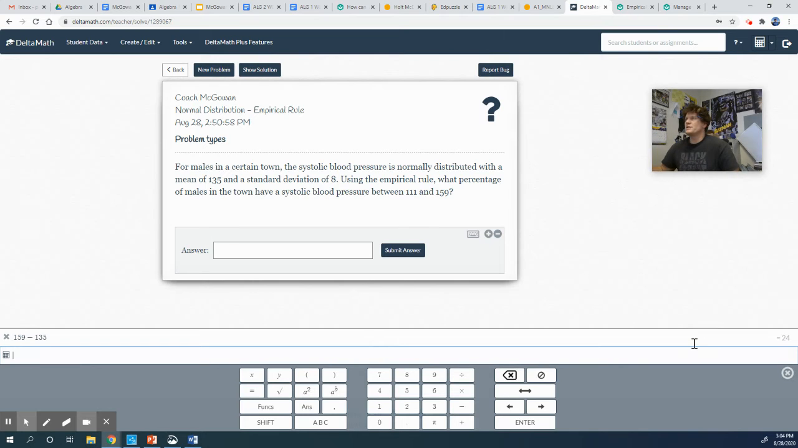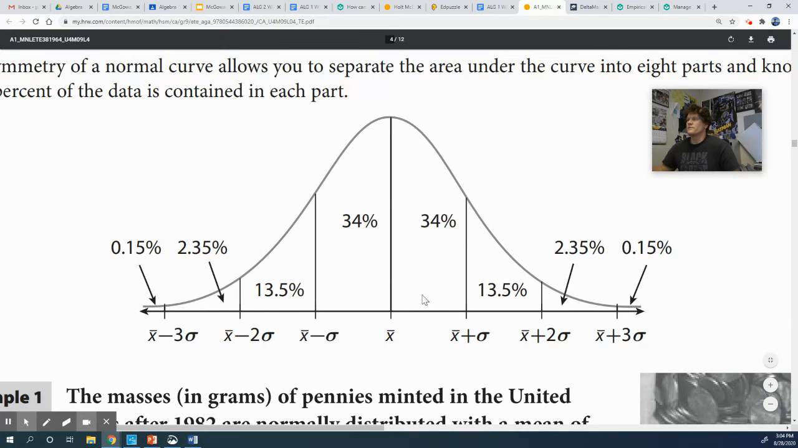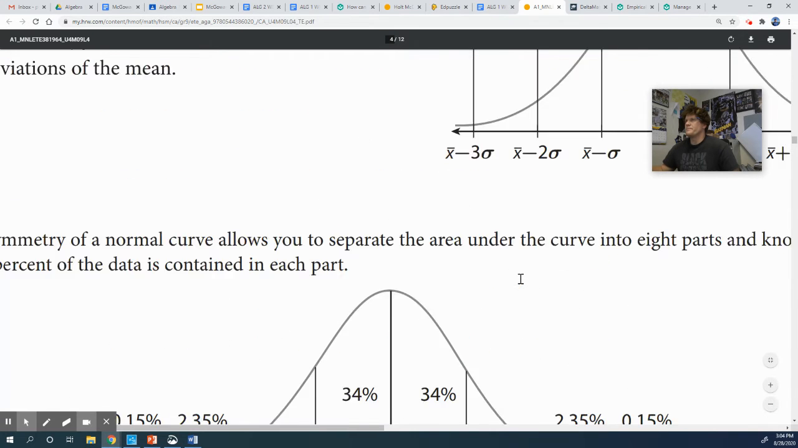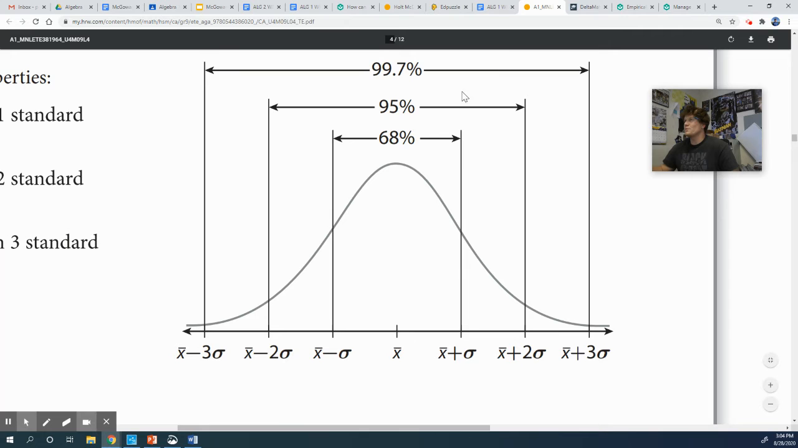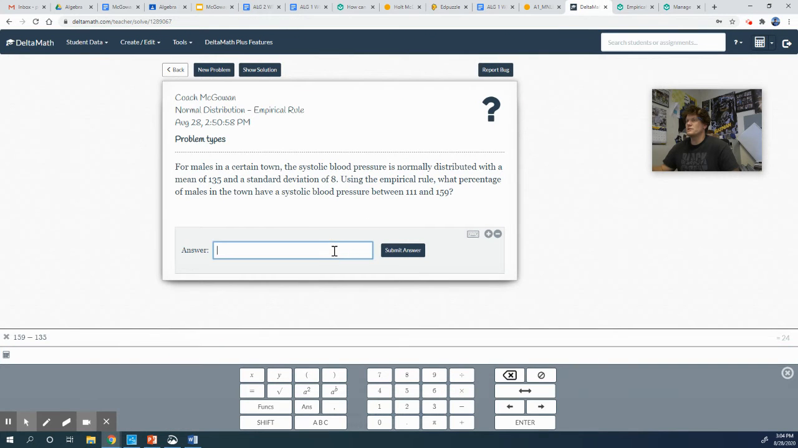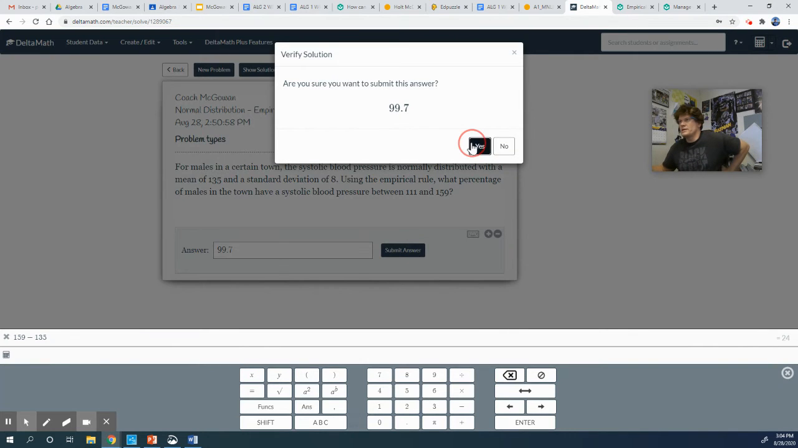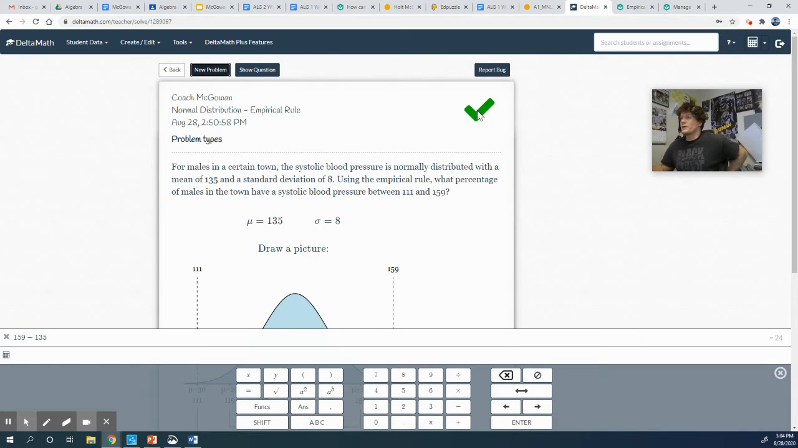To find that percentage, we could go back to our curve and add all of these up. That's 2.35, 13.5, 34, 34, 13.5, 2.35. Or we could go back to our lesson and look at what is the percentage for 3 standard deviations away. And according to this, it's 99.7. So for this Delta Math, I'm going to write it down as 99.7. Submit. Make sure I hit yes. And look at that, we got it correct.